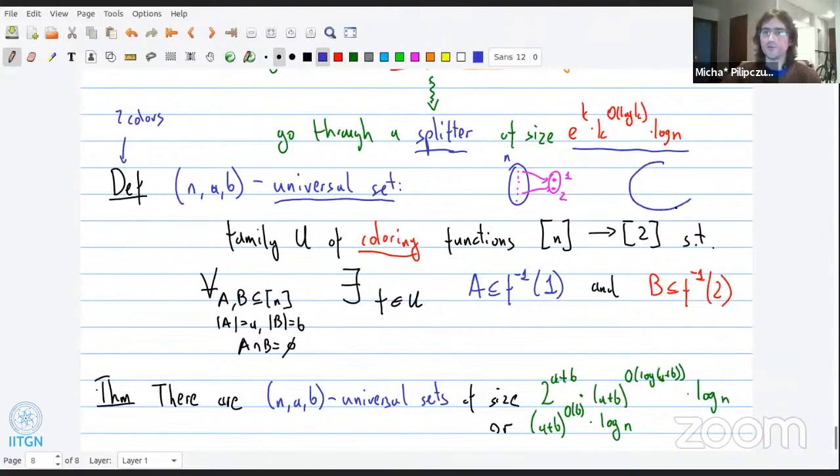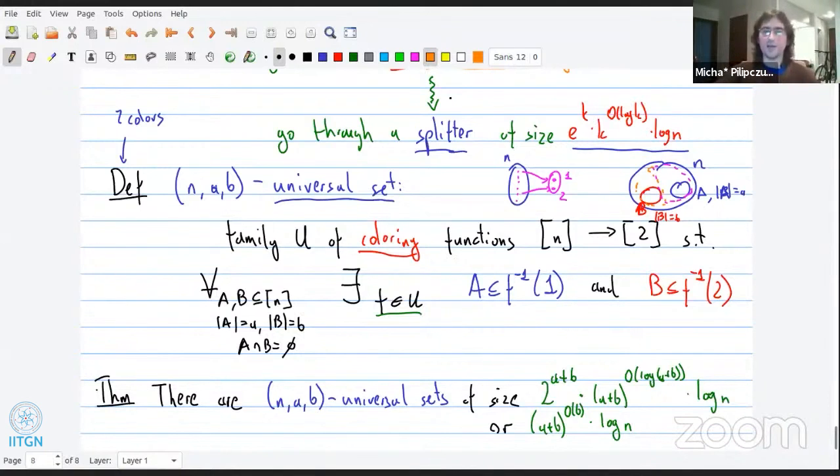We wanted to have that if here is my universe n, and I find some subset B of size b, and some disjoint subset A of size a, then there is a coloring F in my universal set such that A is exactly on one side of the coloring and B is on the other side. So this coloring distinguishes A and B, such that A is on one side entirely and B is on the other side entirely, right?